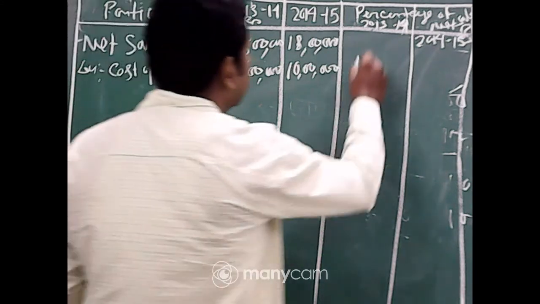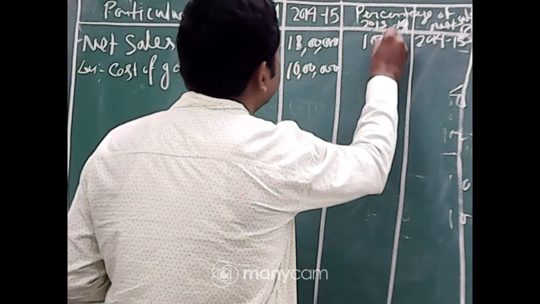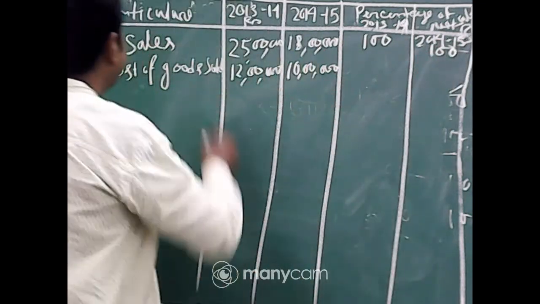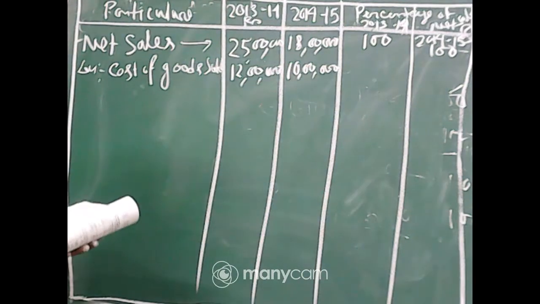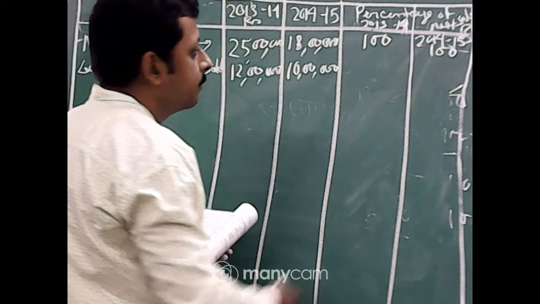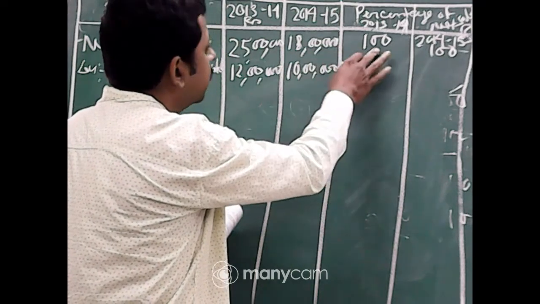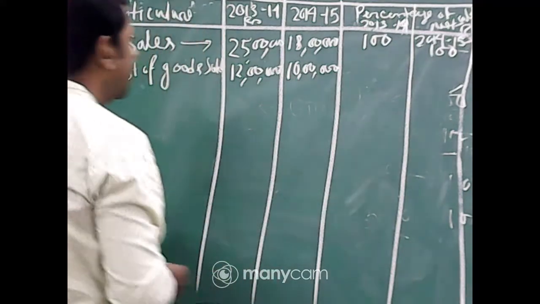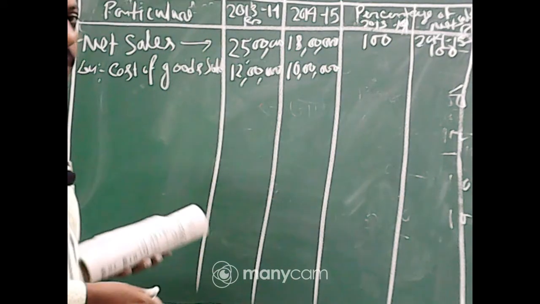Now net sale is 100% and this is also 100. So our basis is net sale. Basis of the net sale we will calculate all the items. So net sale we actually assume this is 100% and this is also 100%. Basis of net sale we calculate all other percentages.